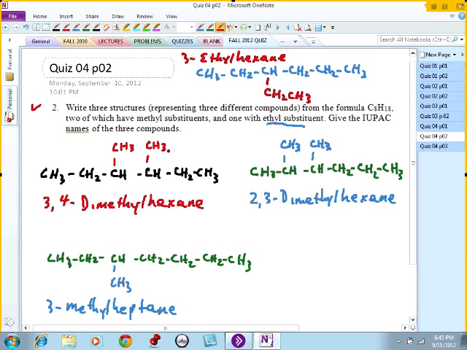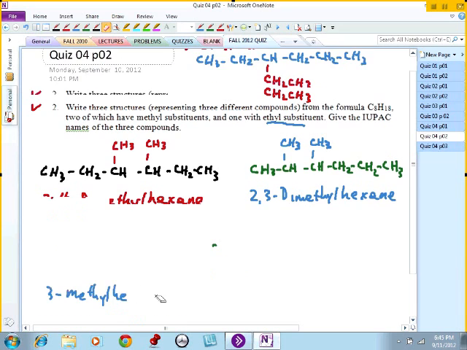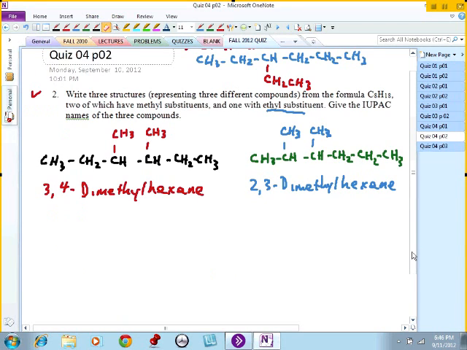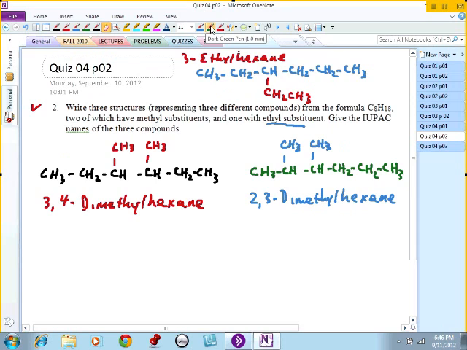Now I think you guys are very comfortable with at least some aspect of nomenclature, so I'm glad that that is the case. Now, the reason I gave you this problem here is to introduce to you another concept. And that concept is what we call constitutional isomers.